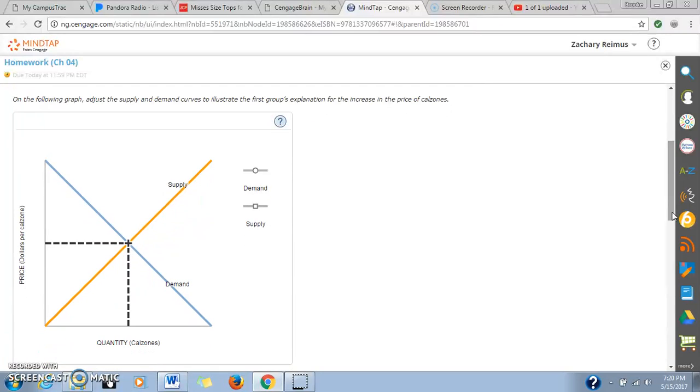So if people are going out of business, that means that there's less people supplying. If there's less people supplying, then we're going to affect our supply curve. Now, if there's less people supplying, that means at any given price, there's going to be less quantity. So we should be able to shift the supply curve to the left.